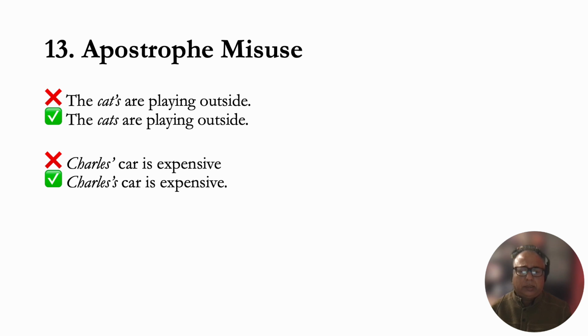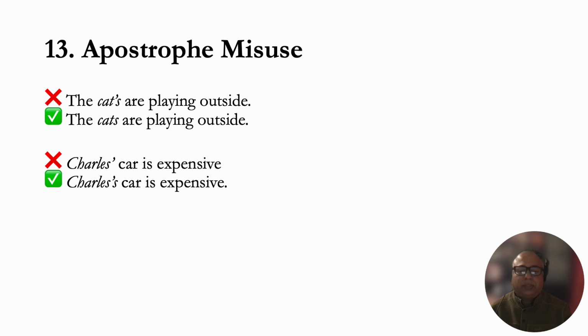Number 13 is apostrophe misuse. So apostrophe in the first sentence, the cats' are playing outside. The apostrophe is not needed. The cats are playing outside. No apostrophe. Okay? The second one is also a very common error. Charles, no S, car is expensive. So the rule is very simple.